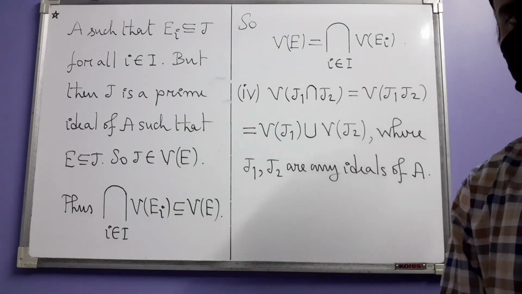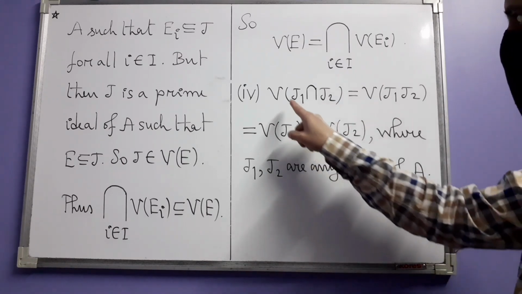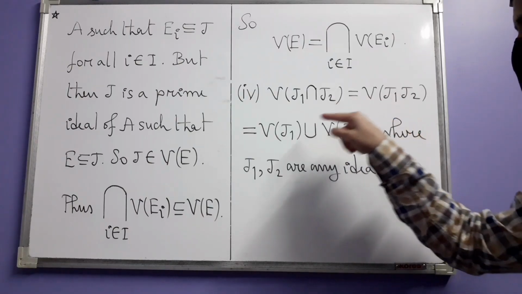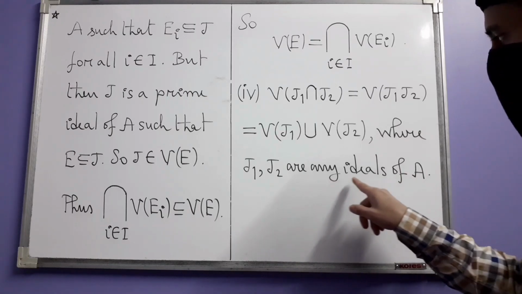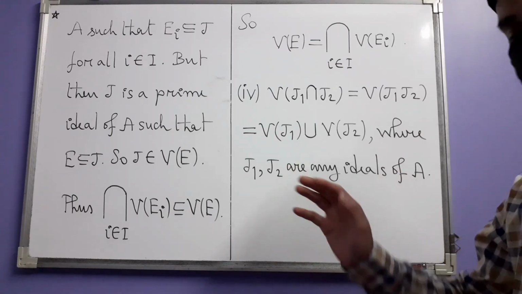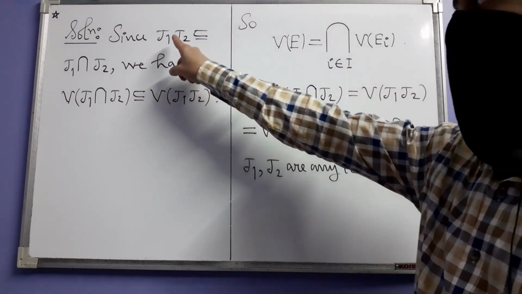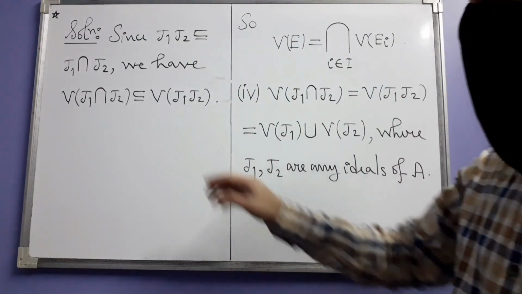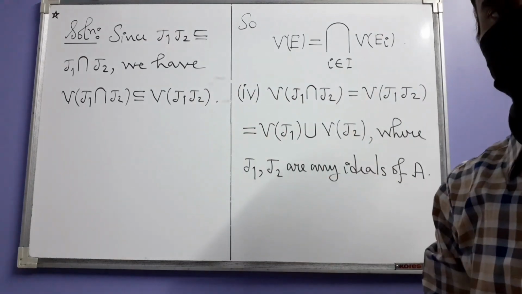And then we have part 4, where we have to prove these identities. V of J1 intersection J2 equals V of J1 J2, which equals V of J1 union V of J2, where J1 and J2 are any ideals of A, not necessarily prime ideals, okay, they are any ideals of A. We start the solution like this. We already know that J1 J2 is a subset of J1 intersection J2. So V of J1 intersection J2 is a subset of V of J1 J2.